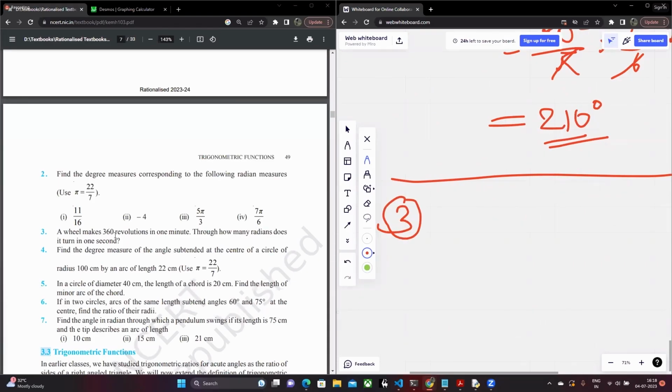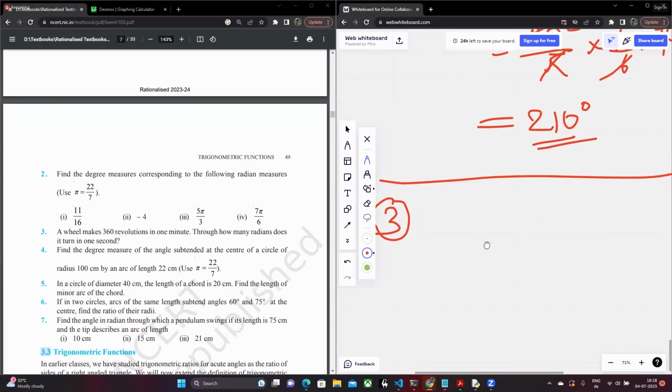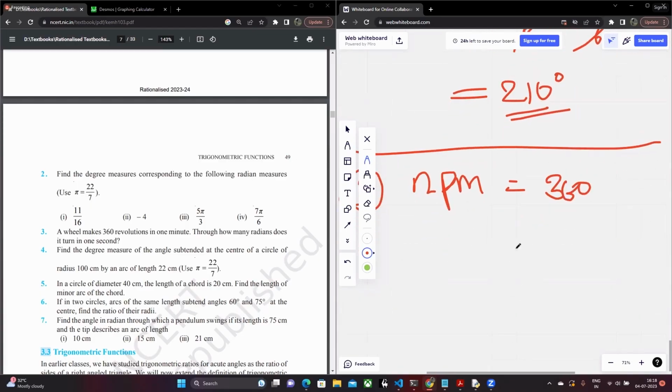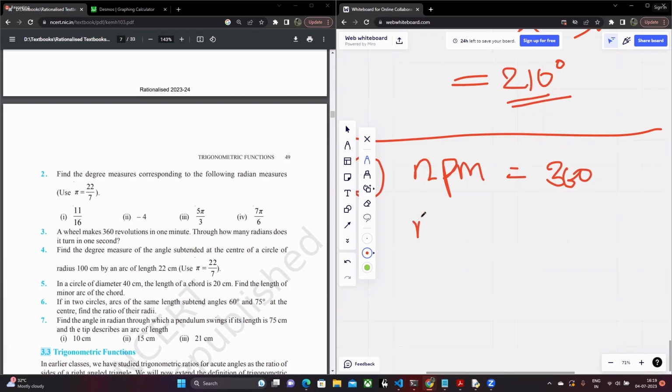A wheel makes 360 revolutions in a minute. Through how many radians does it turn in 1 second? Since you have n per minute, npm is going to be 360, where npm is basically the number of revolutions in a minute. So nps, that is the number of revolutions per second, is going to be 360 divided by 60, because in 60 seconds, it makes 360 revolutions.